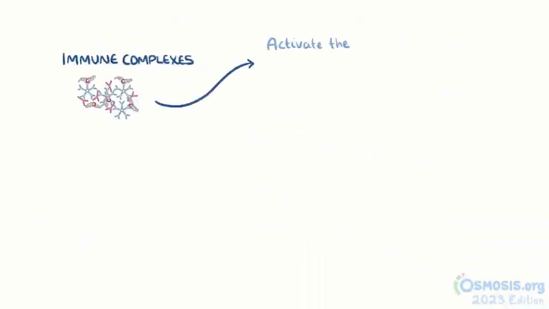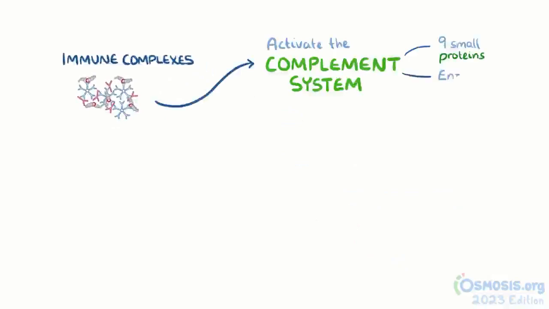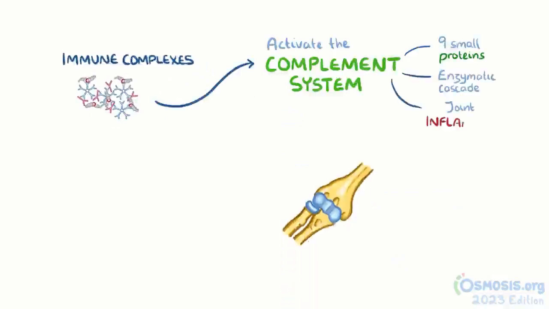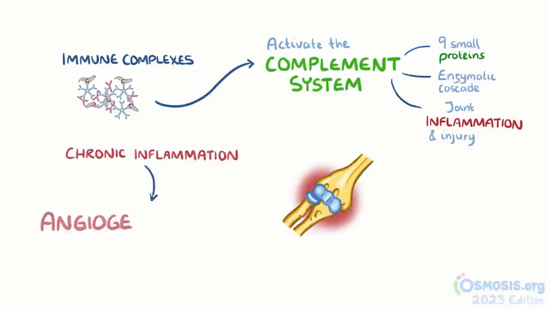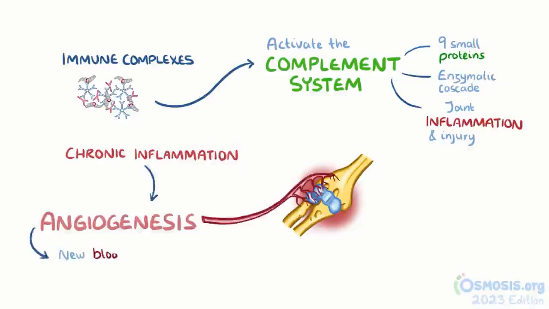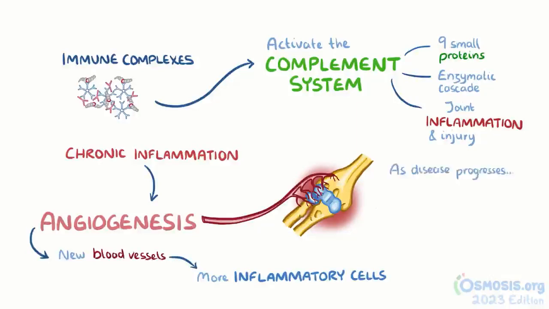There, they activate the complement system, a family of 9 small proteins that work in an enzymatic cascade to promote joint inflammation and injury. Finally, the chronic inflammation causes angiogenesis, or the formation of new blood vessels around the joint, which allows even more inflammatory cells to arrive. As the disease progresses, multiple joints on both sides of the body get inflamed and gradually destroyed.